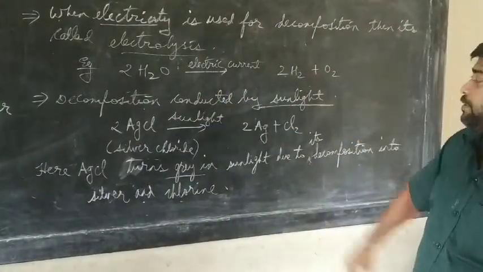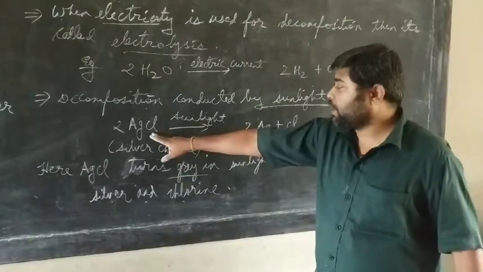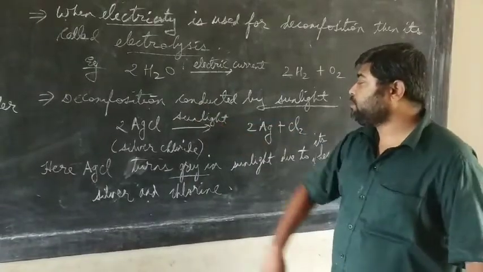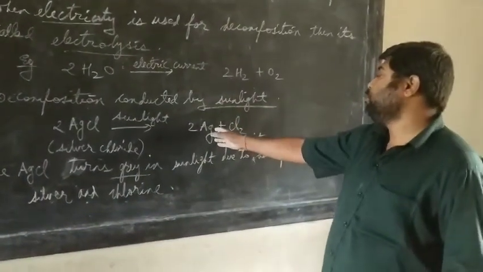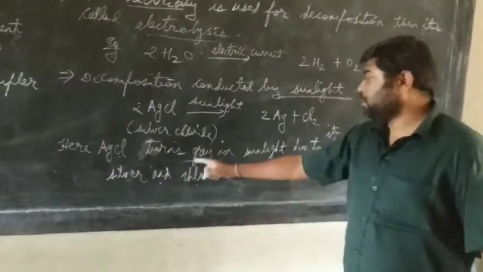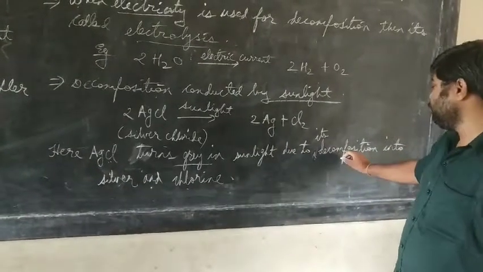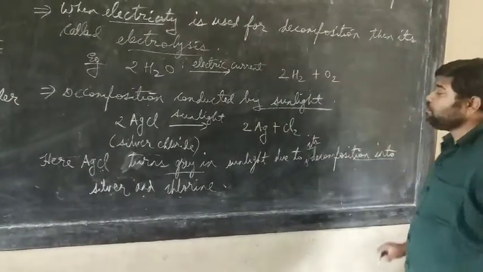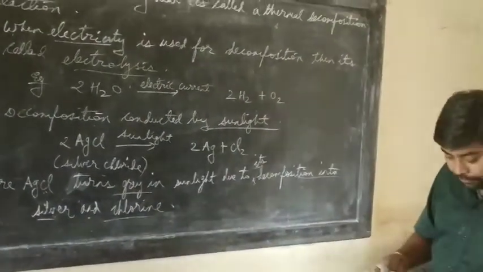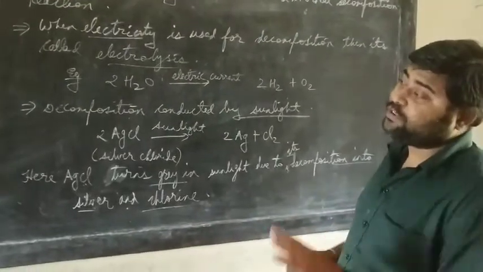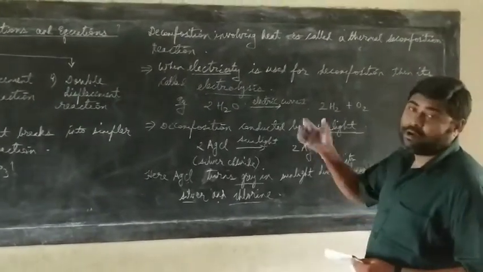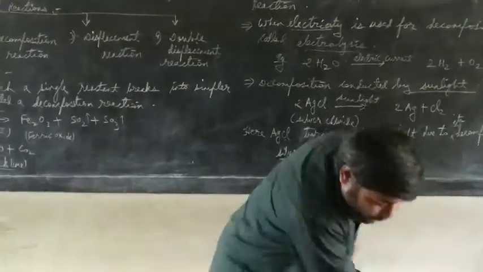Decomposition conducted by sunlight. This one is AgCl. AgCl is what? Silver chloride. When it is kept in sunlight, then it will decompose into silver and chlorine. Okay? AgCl here turns gray in sunlight due to its decomposition into silver and chlorine. Okay? So all of you are clear with combination and decomposition reaction. Now we shall move to displacement reaction. Come to the third one.